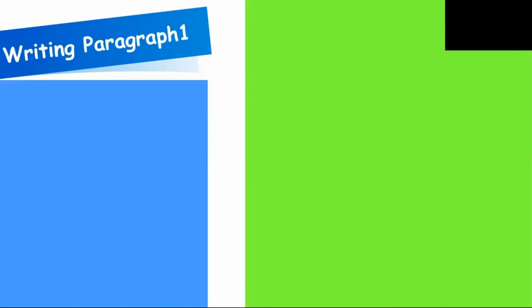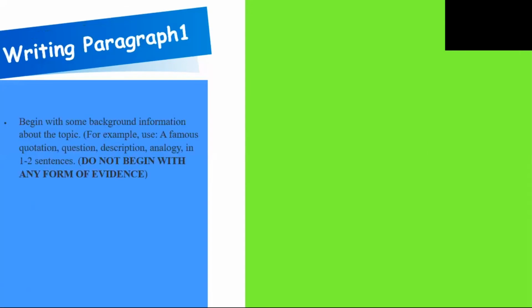Now, in writing your introductory paragraph, stick to the outline. The first thing on the outline is that it wants us to give some background information on the topic. Of course, you can use quotes from famous persons, questions, rhetorical questions, descriptions, analogies, and there are many other persuasive techniques that can be used. Do not, however, use any form of evidence.